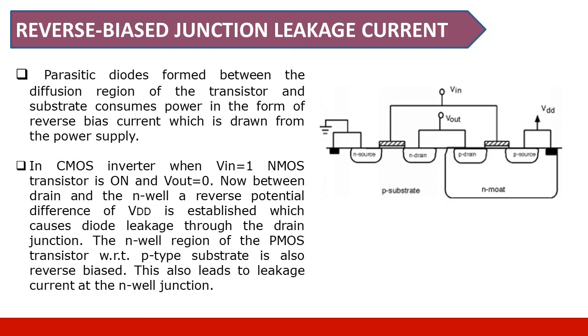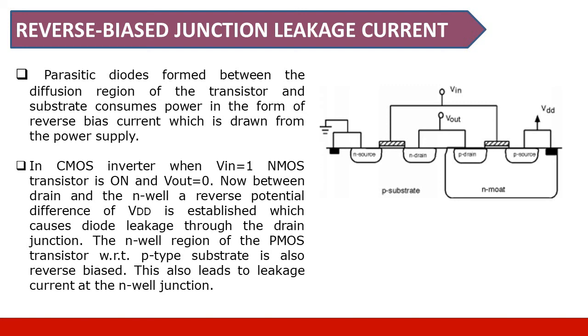Firstly, the reverse bias junction leakage current. See what is happening. This is a CMOS inverter structure. This is the well; some write it as a tub, some denote it as a well. Parasitic diodes are formed between these diffusion areas and the substrate. This is a p-type source and a p-type drain and the well is n-type, so a junction is formed, basically a p-n junction diode. Similarly, there are the n diffusion areas and the p-type substrate.